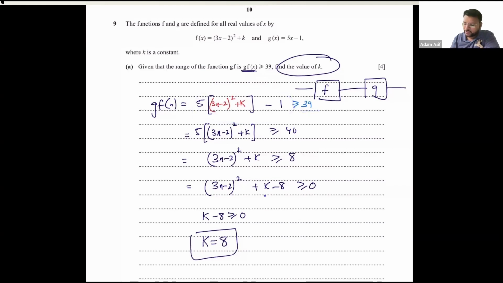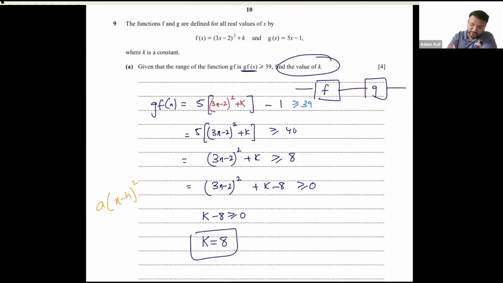क्योंकि जब k की वैल्यू 8 होगी तो ये फंक्शन 0 होगा. ये फंक्शन 0 जब होगा तब g f of x will be 39 या 39 से greater. So in this case k value would be 8. This was a completing square form. मैंने इसको completing square form के तरीके से देखा है. ठीक है. Completing square form क्या थी?